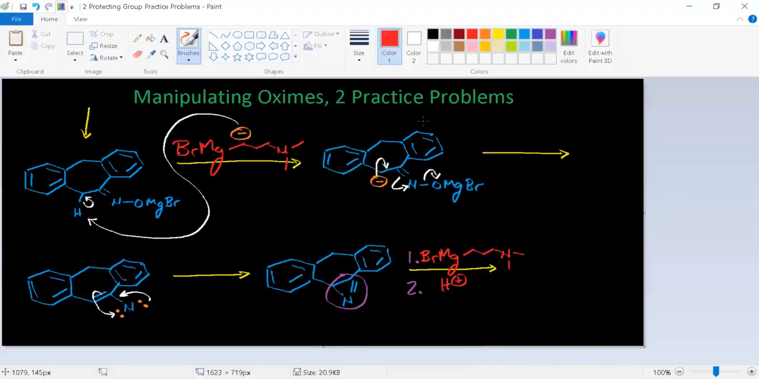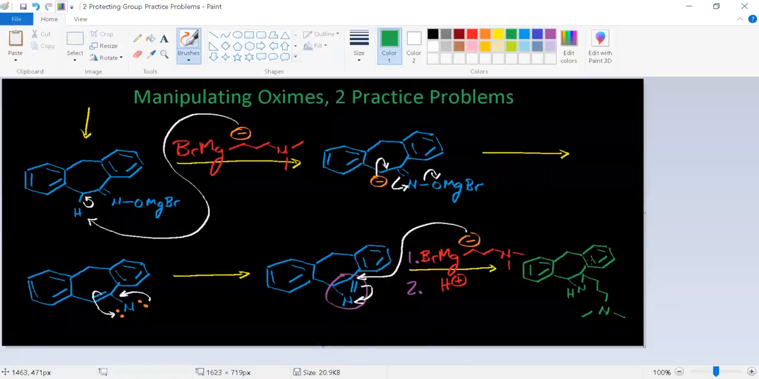But anyways, when we draw our mechanism, let's draw that real quick. That attacking right there, doing something like that, followed by the proton coming to protonate. That will give you this, drawn here in green, and this would be our final product. And this matches what we had in the very beginning of the problem. So that was one manipulation of an oxime. Let's go on to a second example.